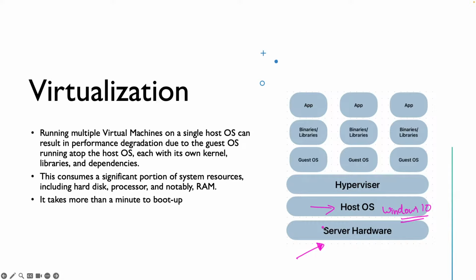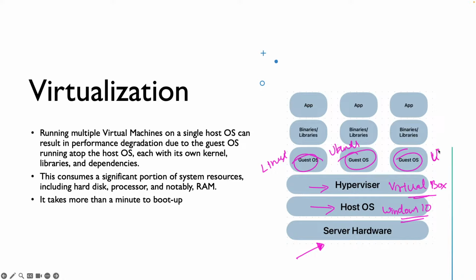Now, on top of this Windows operating system, I'll include my hypervisor. Think about it as VirtualBox from Oracle. You will install VirtualBox from Oracle, and then with the help of VirtualBox, you will bring up multiple guest operating systems. Let's say you will boot the Linux operating system over here, you'll boot the Ubuntu operating system, and you will boot, let's say, some other operating system.